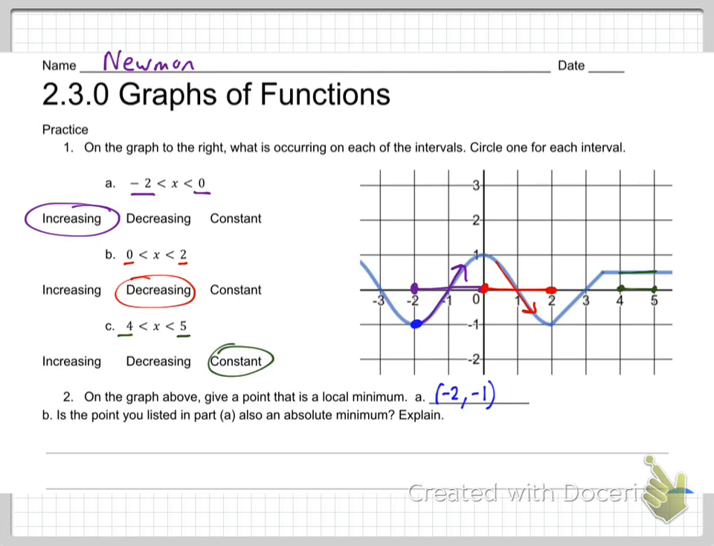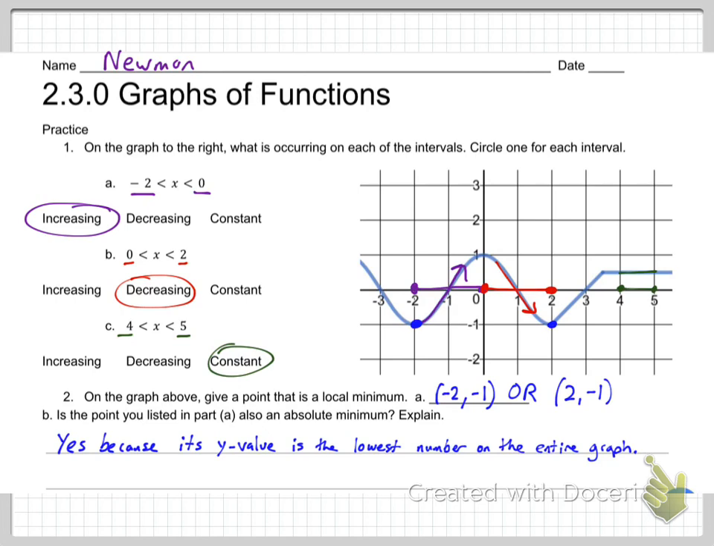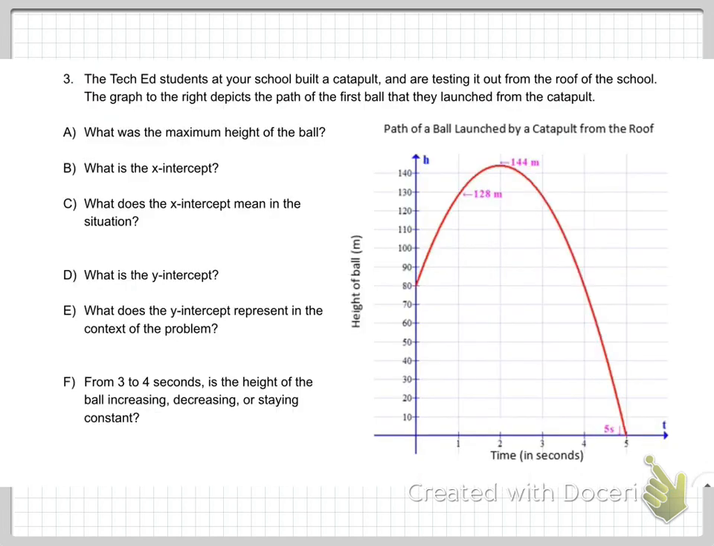On the graph above, (-2, -1) is a local minimum because it's the smallest on its little valley there. But another local minimum is also (2, -1). So either of those would be correct answers. Is it an absolute minimum? The answer is yes, because its y value is the lowest number on the graph. So -1 is the lowest that blue graph gets, so it's an absolute minimum.